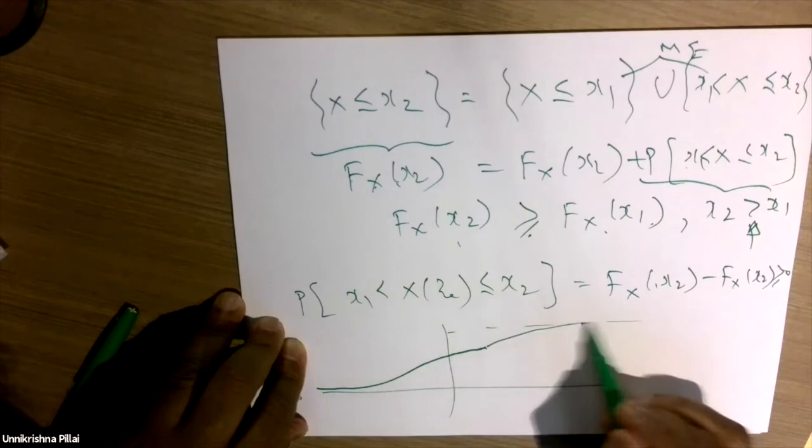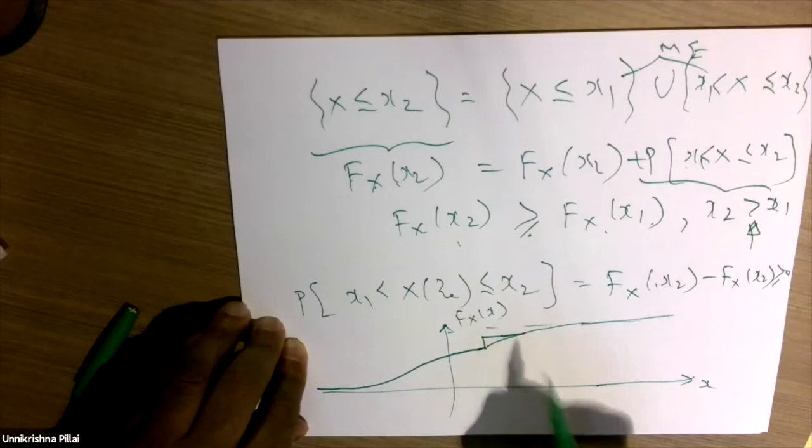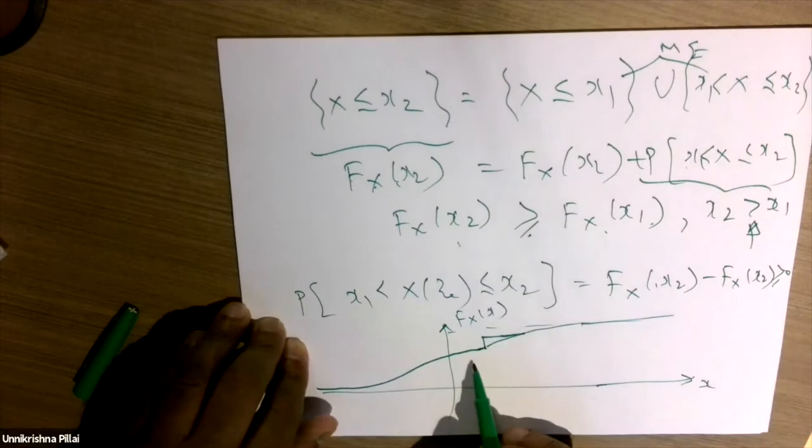And I talked about it being right continuous last time. So there is no reason that it couldn't have a jump here. So it could also have jumps, but it has to go up, not down. And I discussed the significance of all this last time.